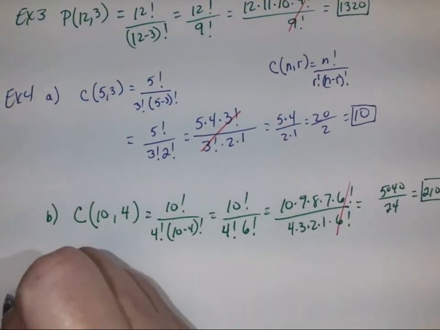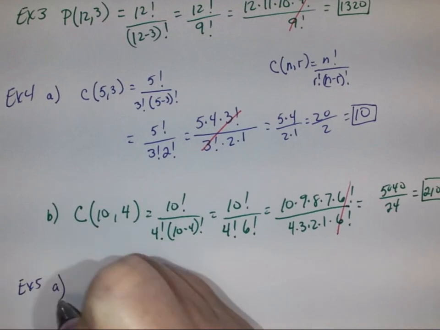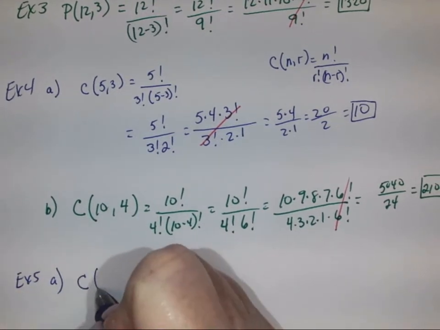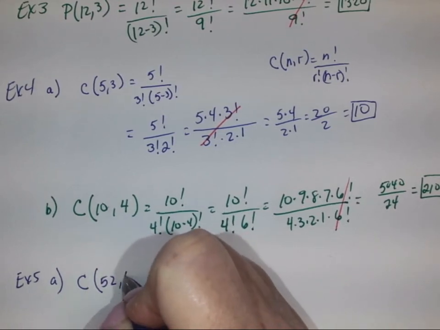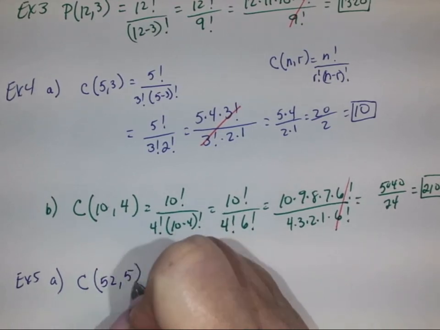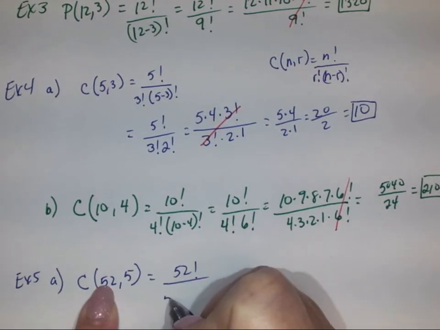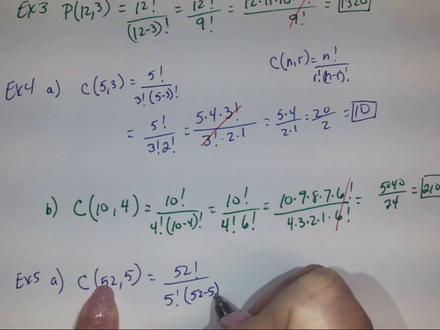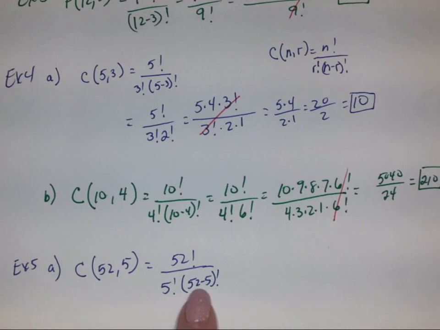So example 5, and we're looking at part A. So here we're going to choose, out of 52, we're going to choose 5. So that's going to be 52 factorial over 5 factorial times (52 minus 5) factorial. So remember I told you that it gets better with these if we're going to end up with big numbers.